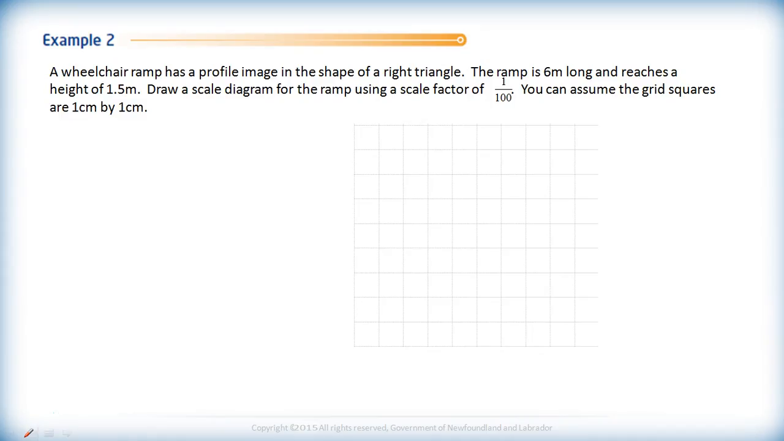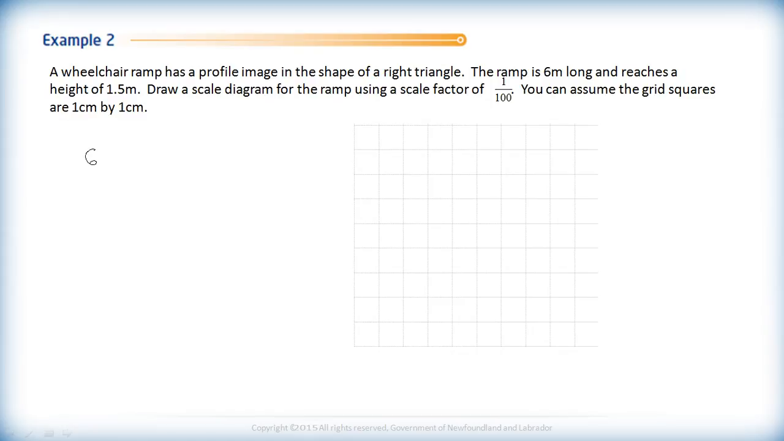Next question. A wheelchair ramp has a profile image in the shape of a right triangle. The ramp is 6 meters long and reaches a height of 1.5 meters. Draw a scale diagram of the ramp, using a scale factor of 1 to 100, and assume the grid squares are 1 centimeter by 1 centimeter. Okay, so if we're going 1 to 100, then every meter will shrink down to become a centimeter, because that's 1/100th of a meter.